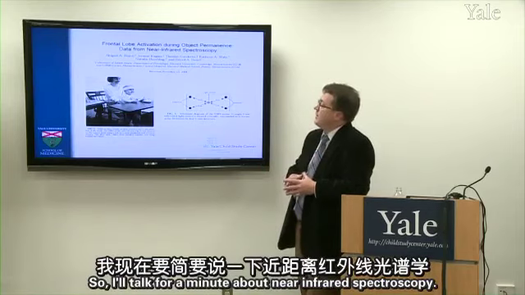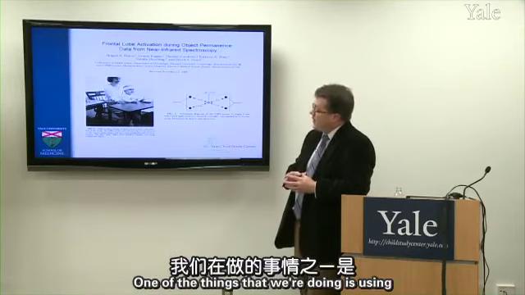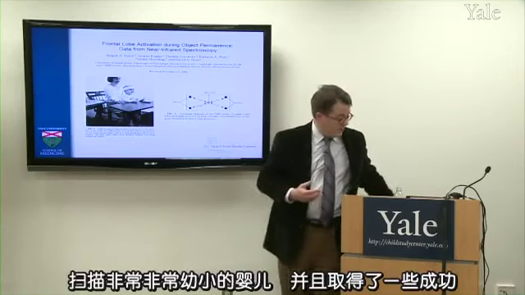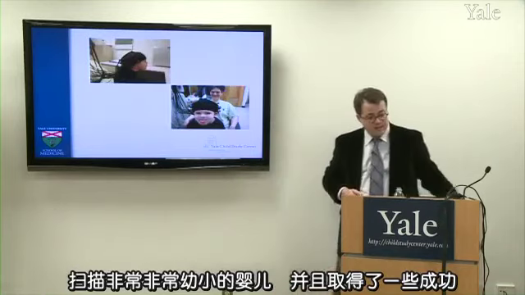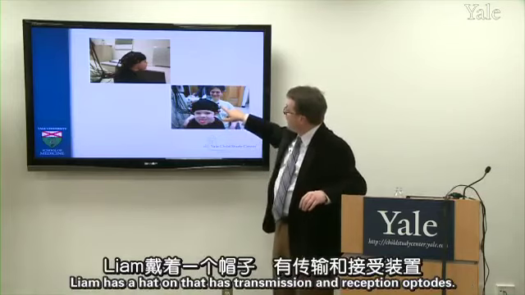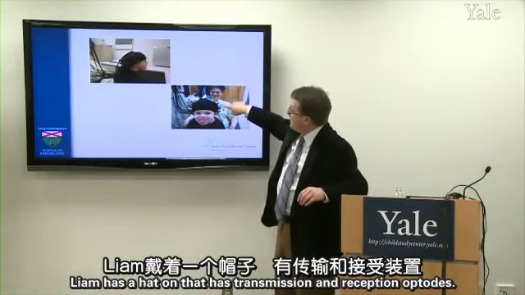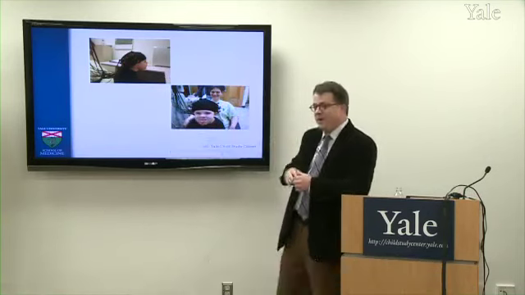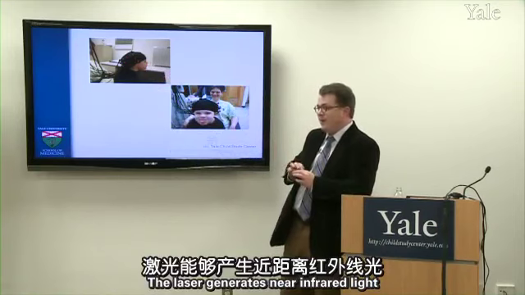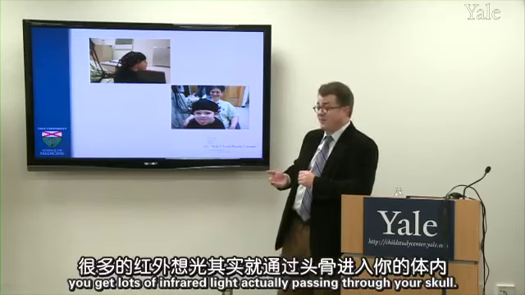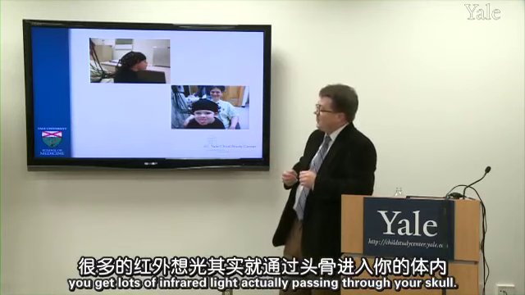And so let me talk for a minute about near-infrared spectroscopy. One of the things that we're doing is using this type of technique to begin to scan very, very young infants, and with some success. This is Liam, who's a child of one of the research scientists in the lab. And Liam has a hat on that has transmission and reception optodes. These are little optodes, and they're connected to fiber optic cables that go back into a laser. And the laser generates near-infrared light, which is perfectly safe to tissue. You're getting a lot of near-infrared light now, actually. When you walk outside in the sunlight, you get lots of infrared light passing through your skull.